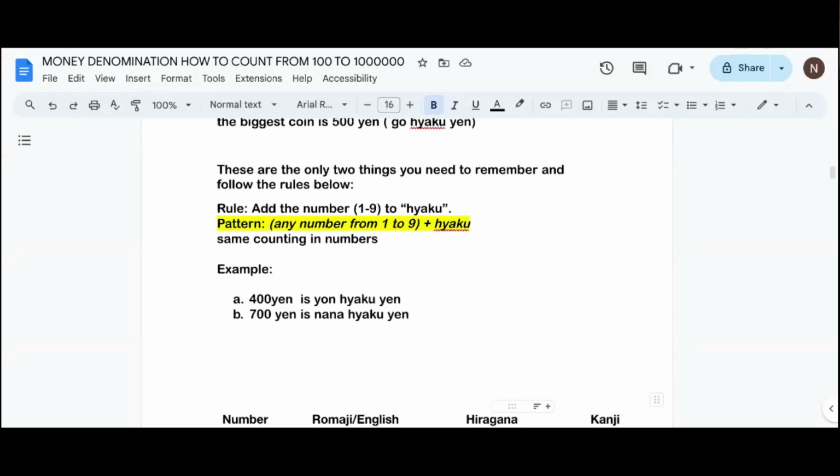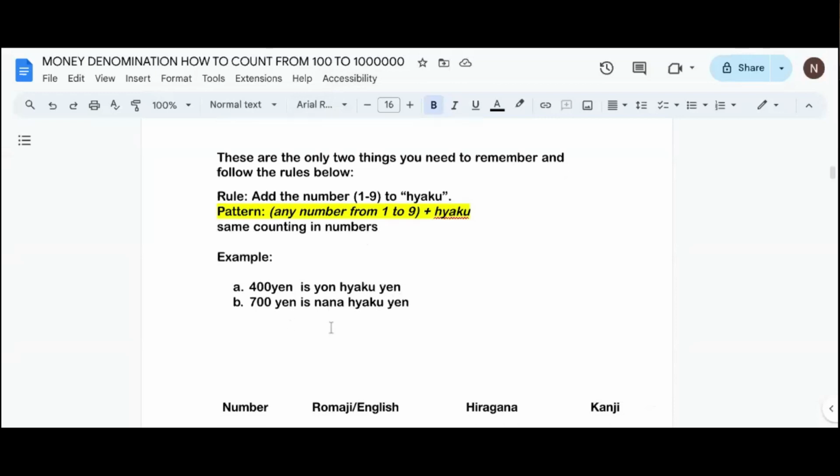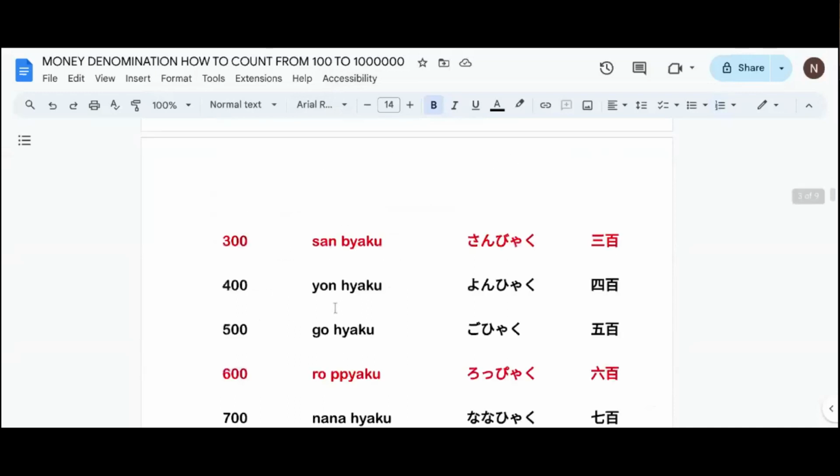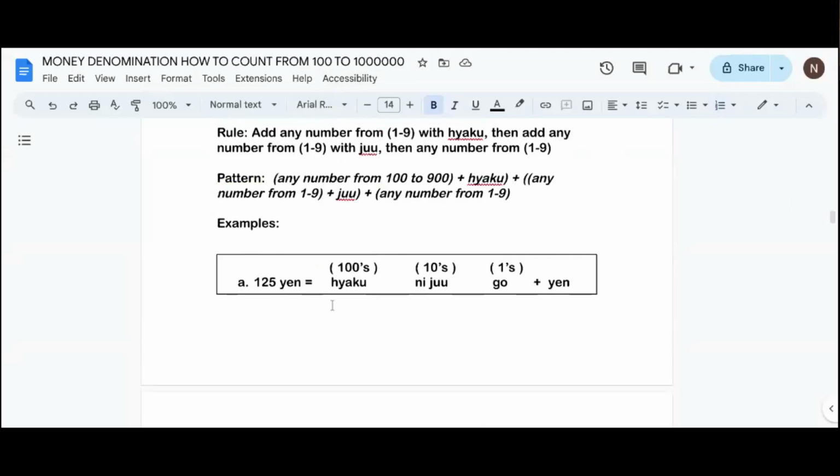So it's yen and then nanahyaku yen. We don't use shichihyaku yen. No, only nana. For money, we use nana. And then hyaku, with your tens and your ones.